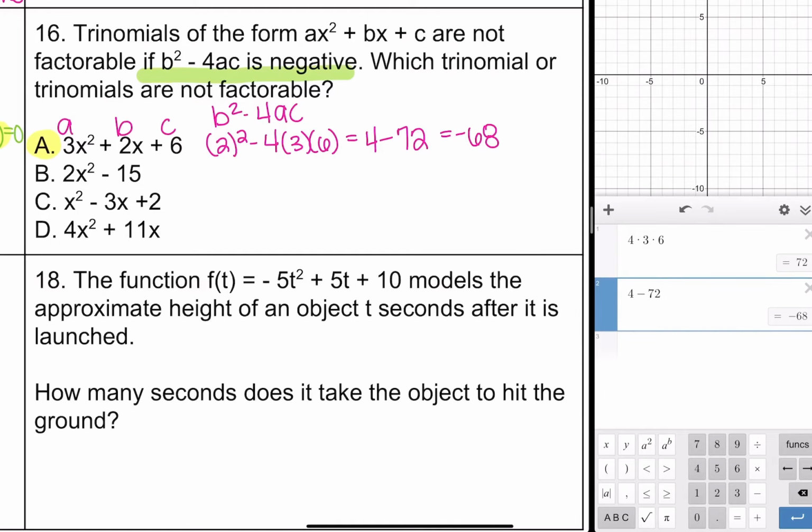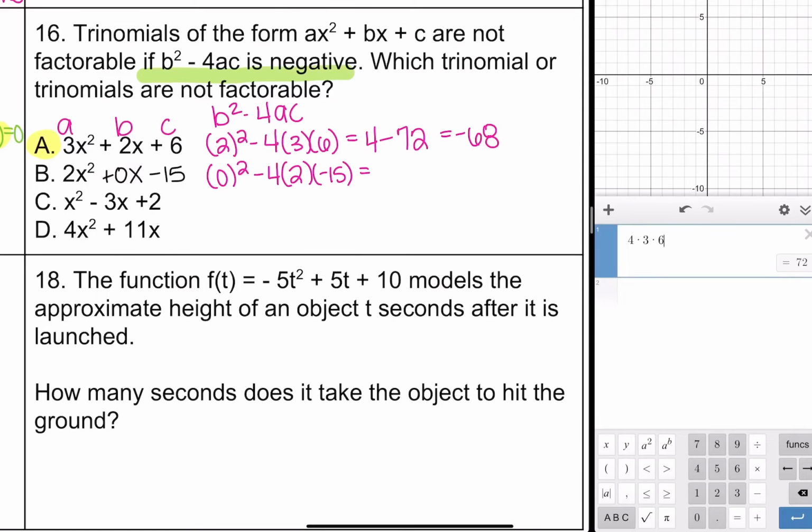Let me write this out for you. Okay, so since there's no middle term, that's like plus 0x, and it was a minus 15. So b squared would be 0 squared minus 4 times a times c. So 0 minus anything is going to give us a negative, but you have to take into account that there's going to be some multiplication there that might end up giving you a positive number.